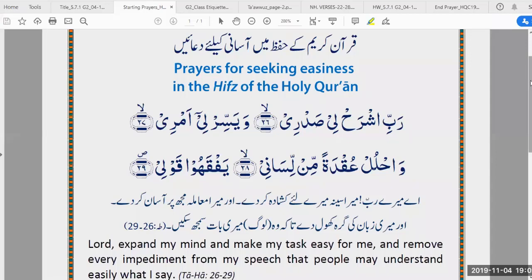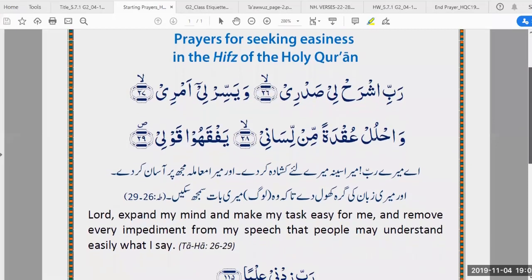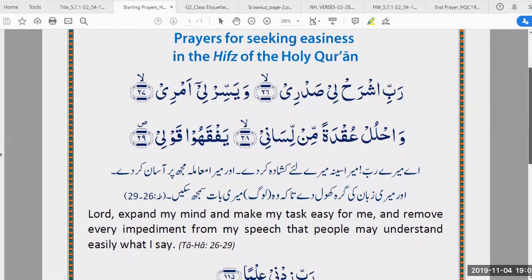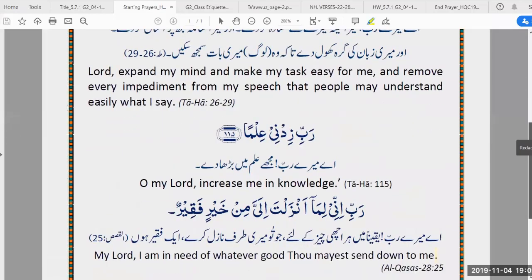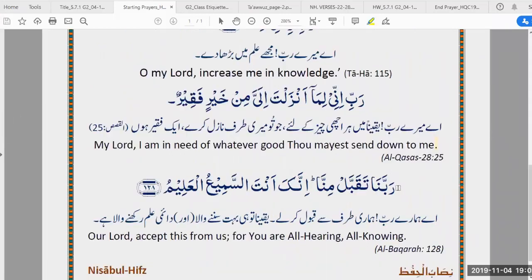The translation is: Lord, expand my mind and make my task easy for me, and remove every impediment from my speech, that people may understand easily what I say. And this one as well.